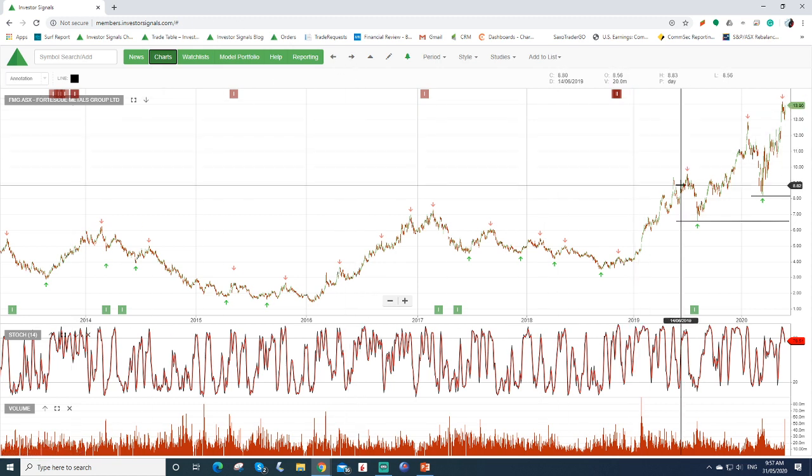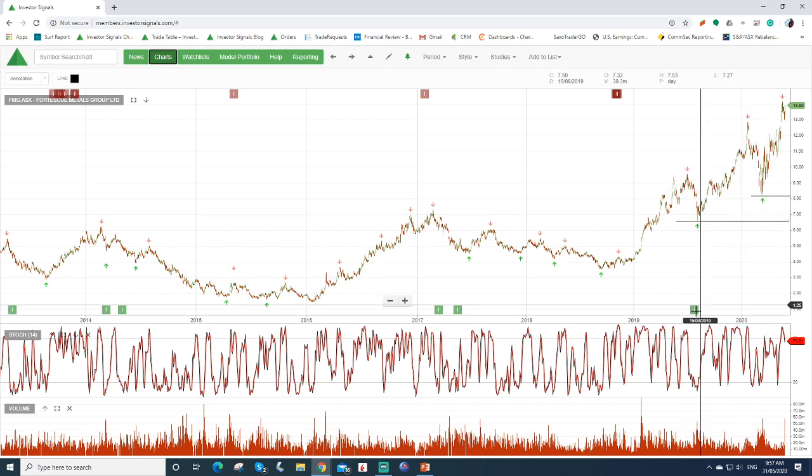So Fortescue, our preference is BHP and Rio over Fortescue, but Fortescue's been under buy conditions here from around 660, now trading 1390.